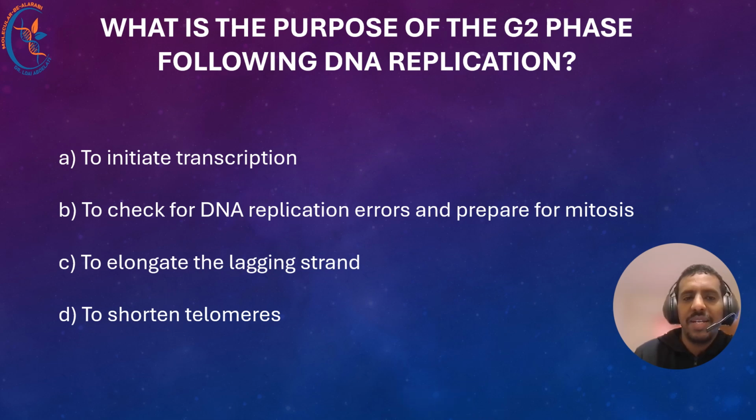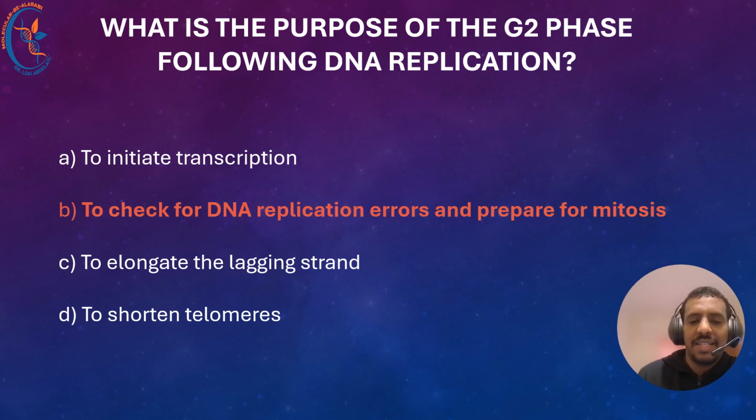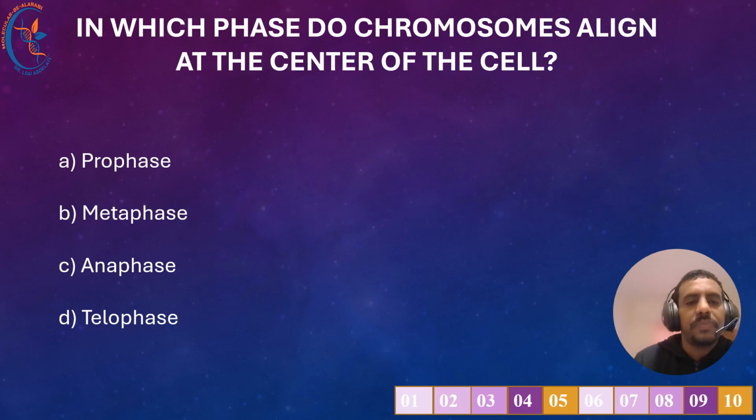All right, let's move on. Okay, as I said, the G2 phase ensures the DNA integrity and prepares the cell for division by checking for errors. So the correct answer is to check for DNA replication errors and prepare for mitosis. All right, let's move on. So the next question is, in which phase do chromosomes align at the center of the cell?